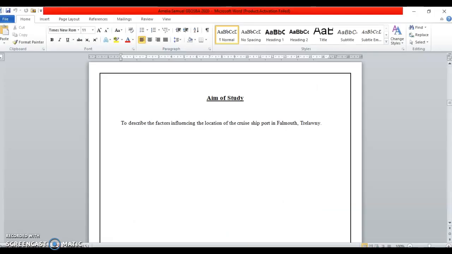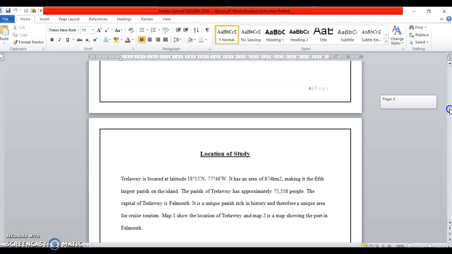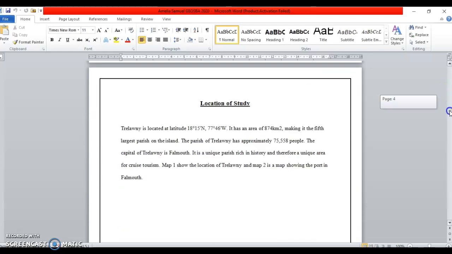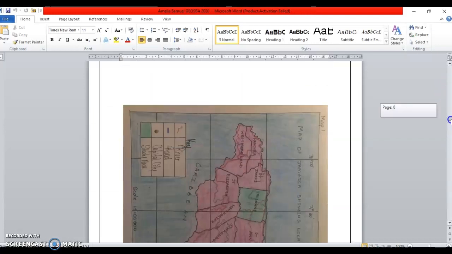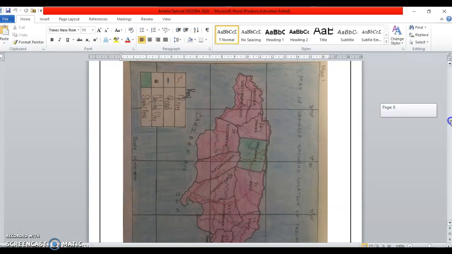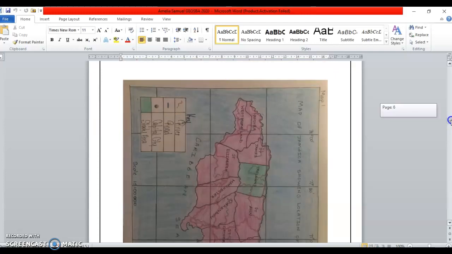Let us look at a sample location of study. You will need to write just a little bit of information describing the location, like where is Trelawney and so on, in terms of giving latitude, longitude, distance, just a little bit of information. Not too much because we don't want to exceed our word limit. And then I'm showing you a sample map here. This is Amelia's map.